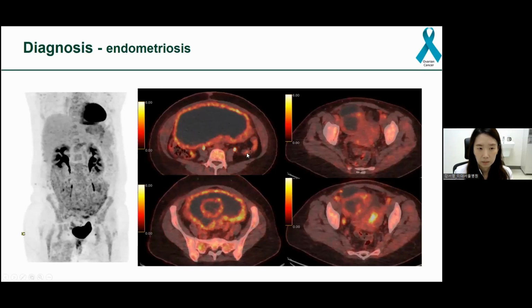It's not ovarian cancer. So it has really similar findings with ovarian cancer: a large cystic mass with a hypometabolic portion. However, the difference is a thick hypometabolic wall surrounding the cystic mass. So yeah, it is not easy differentiating between cystic ovarian cancer and endometriosis, but we need to remember the finding of endometriosis in the FDG PET/CT.